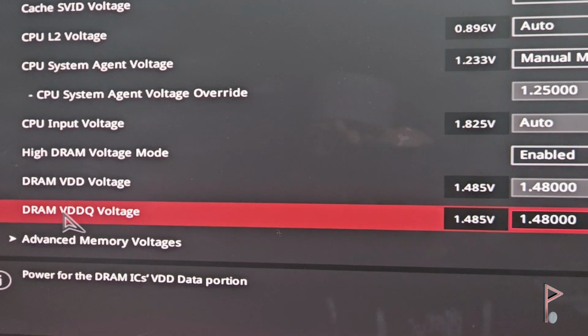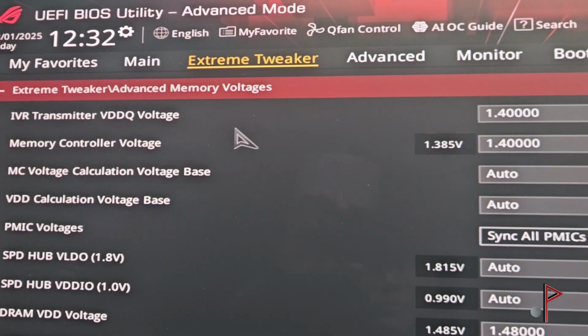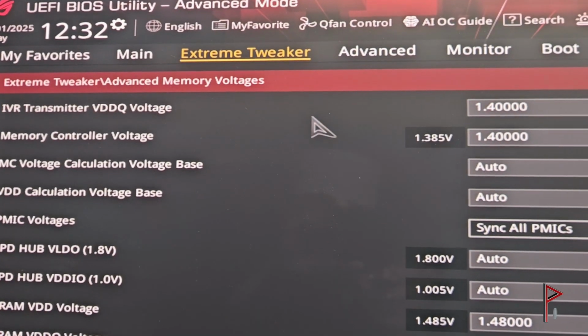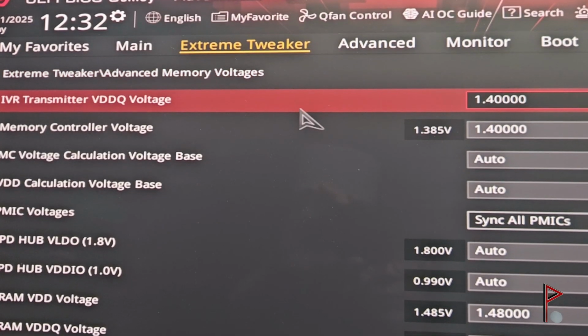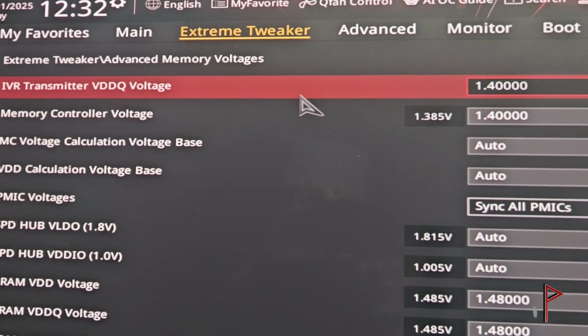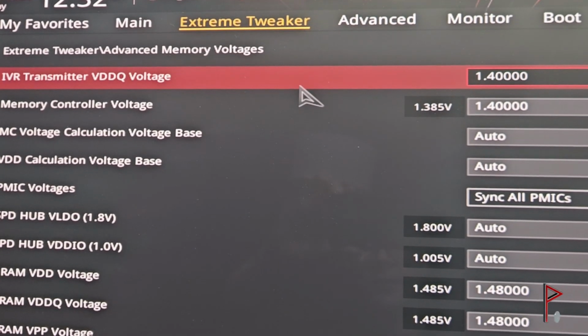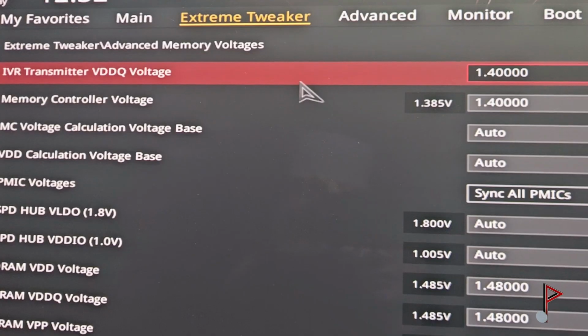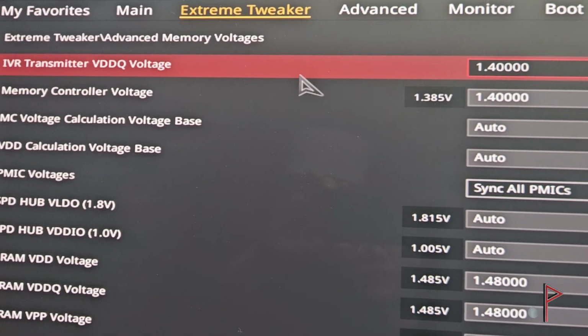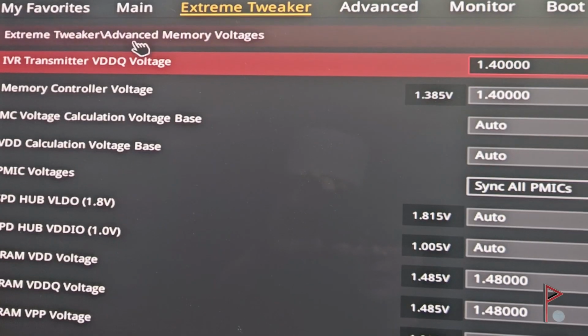So the CPU VDDQ, which we see in our advanced memory voltage right here, IVR transmitter VDDQ is what ASUS calls them. And if you have a different motherboard, you can just look these up. It's not too difficult to find the different terminologies. But this is a signal integrity voltage. So the CPU here is communicating with the DRAM.